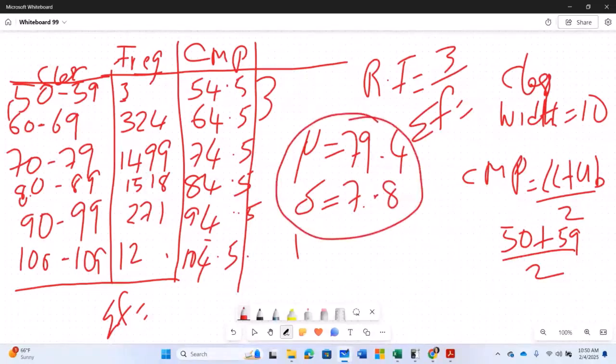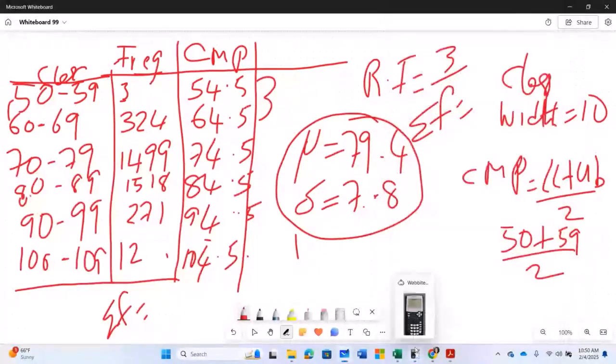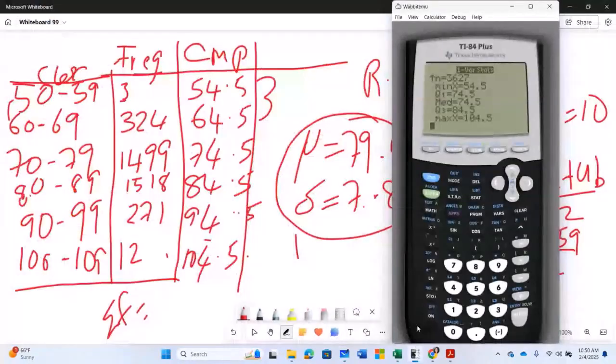And then they asked us, is this data normally distributed? We can actually use a calculation for that. It looks like it's normally distributed if you draw the histogram. But first I want to find the median, because if I can find the median, I'll compare the median with the mean. When I compare them, I will know if I can assume they are close to each other. The median is 74.5.